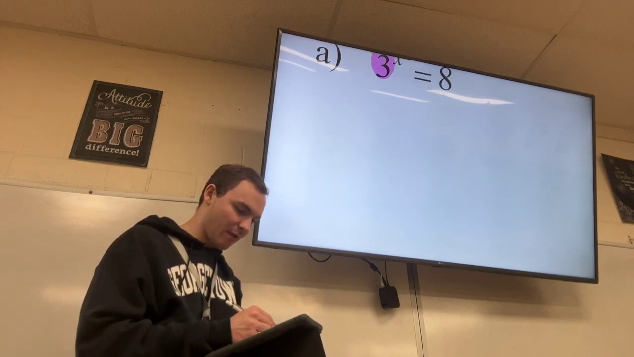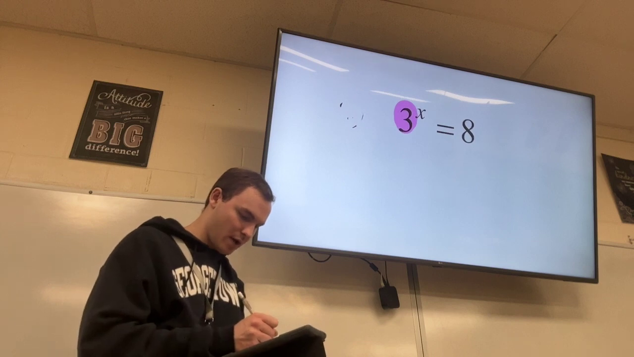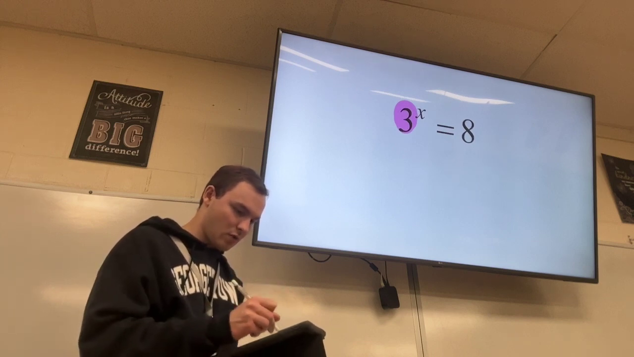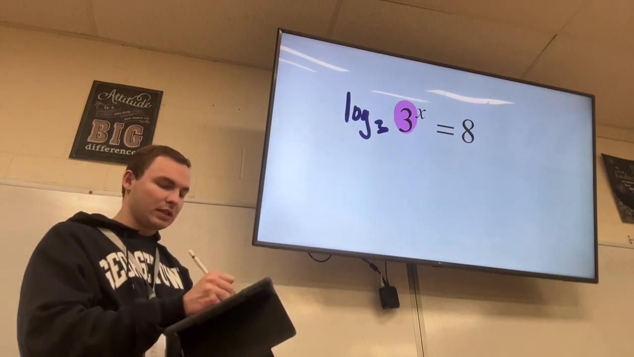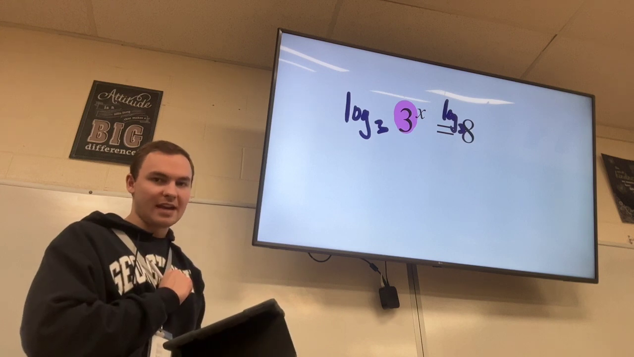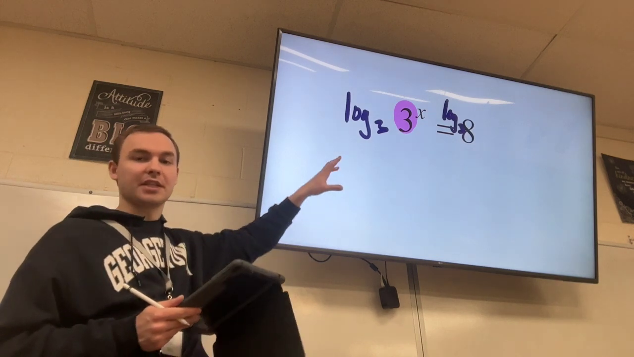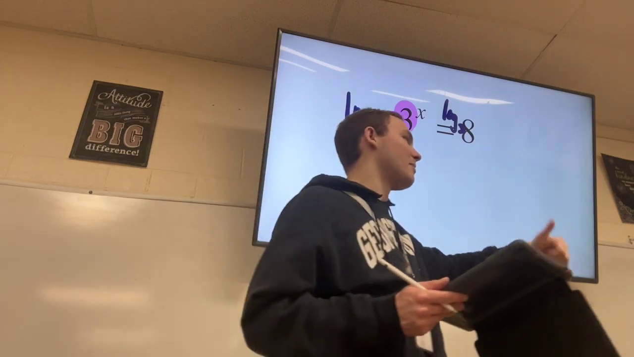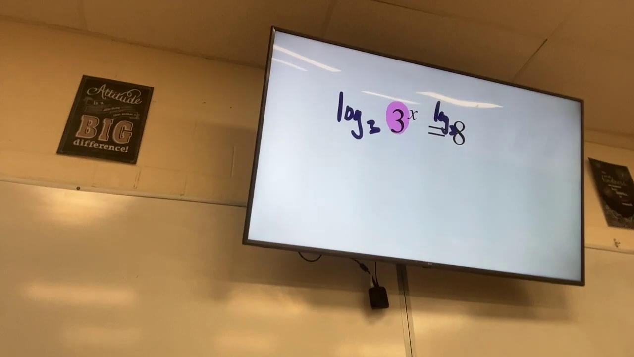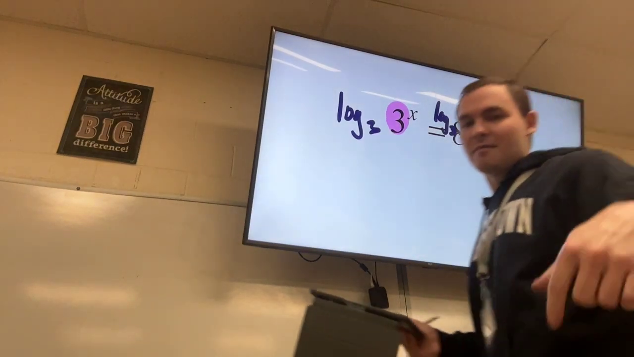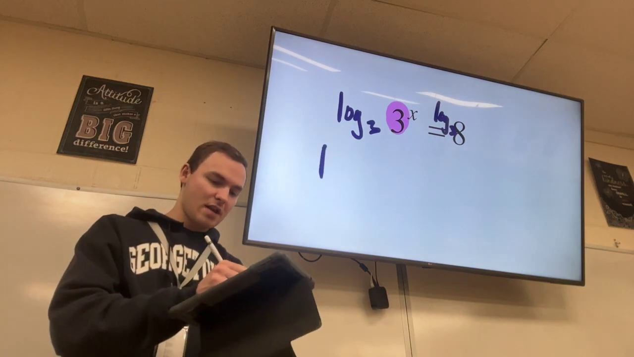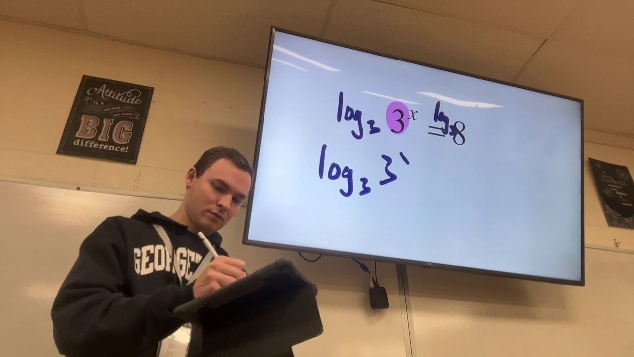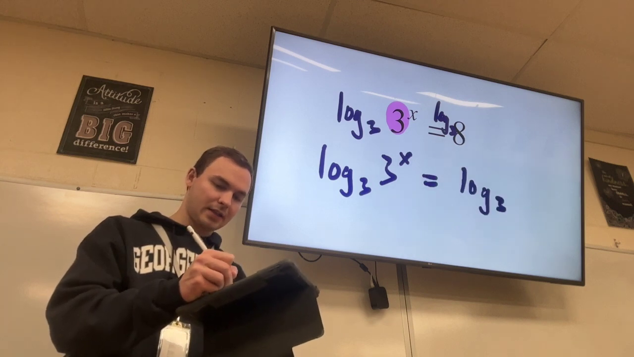So let me scratch that out real quick. It's getting in my way. Okay. So I'm going to do log base 3 on the left equals log base 3 of 8, okay? I can write a log base 3 in algebra as long as I do it on both sides of the equation. So log base 3 of 3 to the x equals log base 3 of 8, okay?